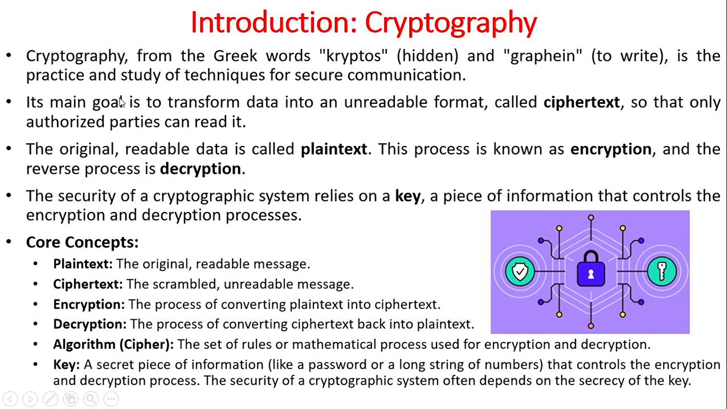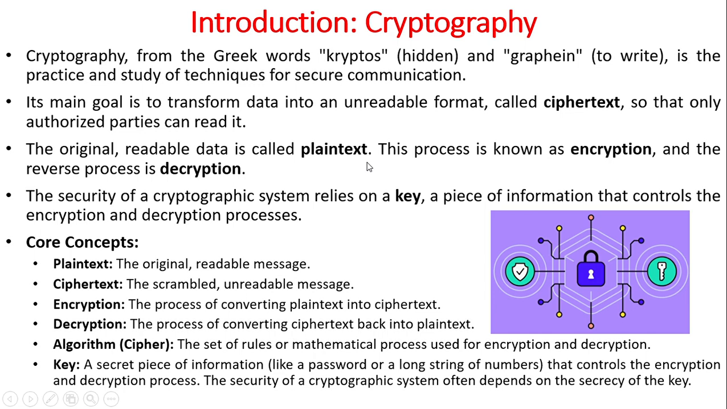It is the practice and study of techniques for secure communication. Whatever data we need to send in a transmission medium should not be read or observed by a third party. So its main goal is to transform data into an unreadable format called ciphertext. We will use several mechanisms, encryption techniques or substitution techniques. Whatever plain text is present should be converted into ciphertext so that only authorized parties can read it. The original readable data is called plain text.